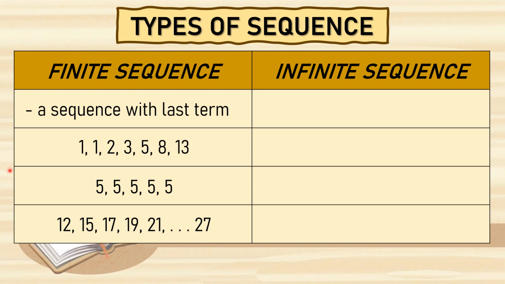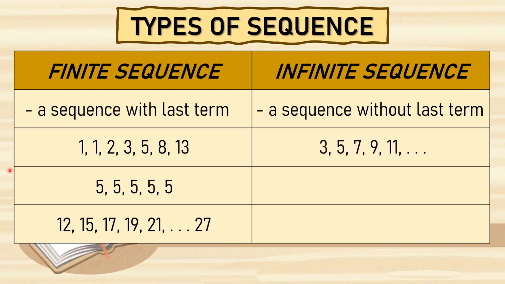Next is the infinite sequence. Kapag naman sinabing infinite sequence, it is a sequence without last term or sequence na walang katapusan or walang last term. For example is 3, 5, 7, 9, 11, and so on. Kung mapapansin nyo, merong tatlong tuldok or 3 dots sa tabi ng 11. So ibig sabihin, ang sequence na ito ay walang katapusan. Another example of infinite sequence is 1, 1, 2, 3, 5, and so on. And 1, negative 1, 1, negative 1, and so on.